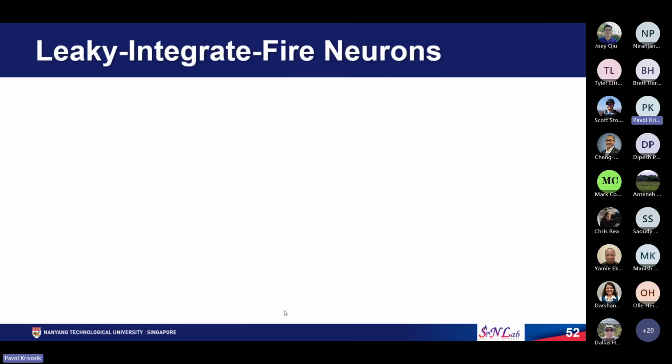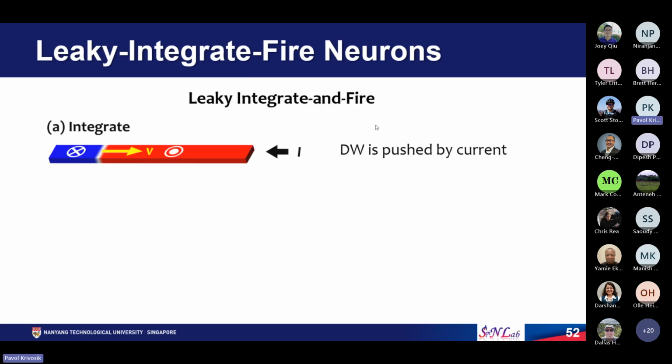So now let me move on to show the neuron property emulation. I told you that we need to emulate these three properties: leak, integrate, and fire. So I'll explain first what these three are again.